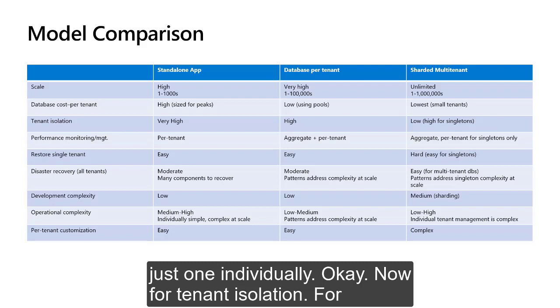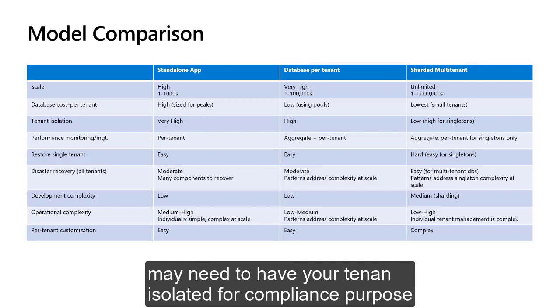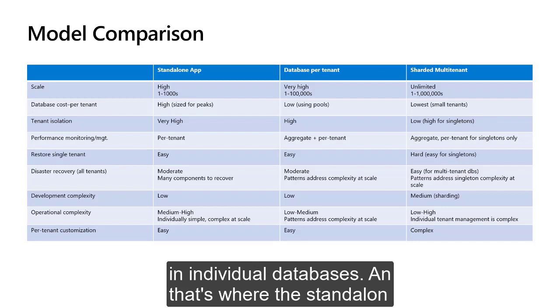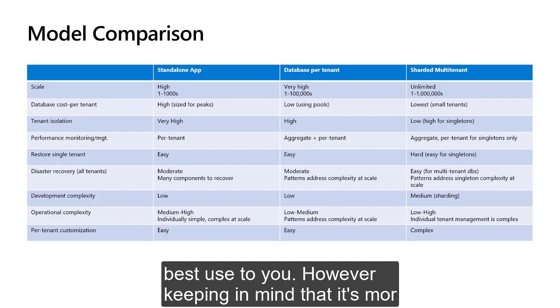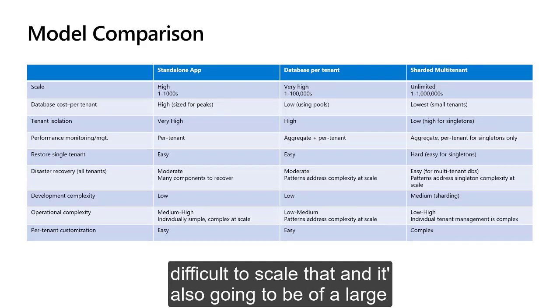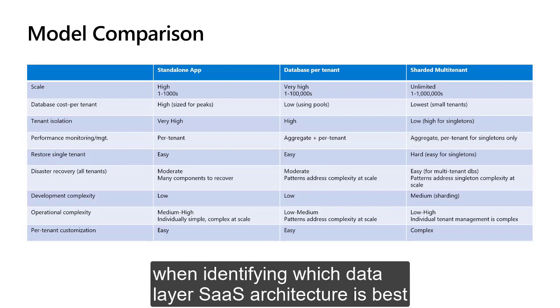Now, for tenant isolation, depending upon what type of SaaS service you are providing, you may need to have your tenants isolated for compliance purposes in individual databases. And that's where the standalone single tenant and single application scenario would be of best use to you. However, keep in mind that it's more difficult to scale that, and it's also going to be of a larger cost. Okay, so those are some of the key comparisons to look at when identifying which data layer SaaS architecture is best for you.